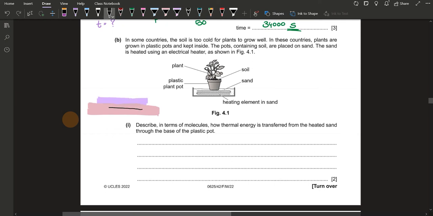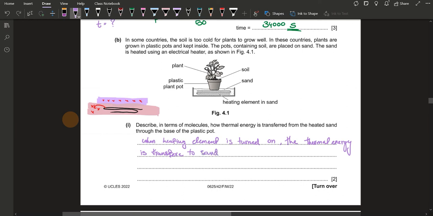When this rod gets heated, what will happen is through conduction, the heat will pass on to the sand. When the sand gets heated, the sand molecules will vibrate on small frequency, right? We can't notice it, but they vibrate. So because of the vibration, this pot will also get heated. There will be thermal energy transfer. And we can write a simple statement for this, which is going to be when heating element is turned on, the thermal energy is transferred to sand through conduction.